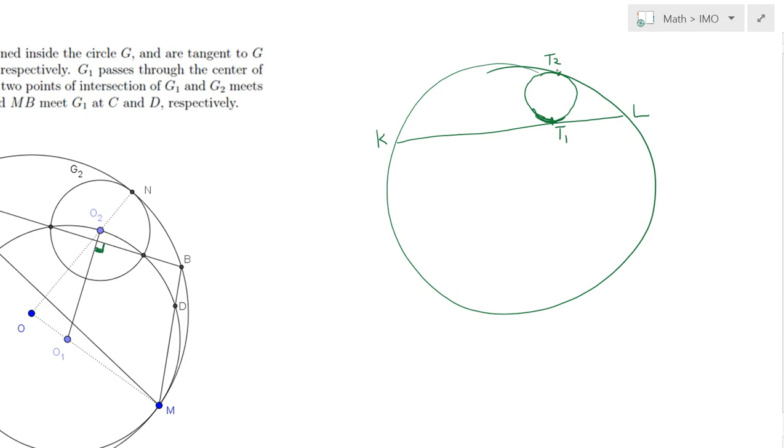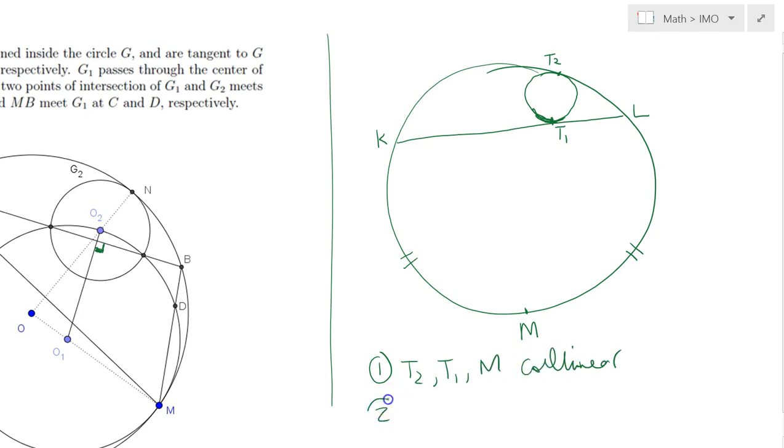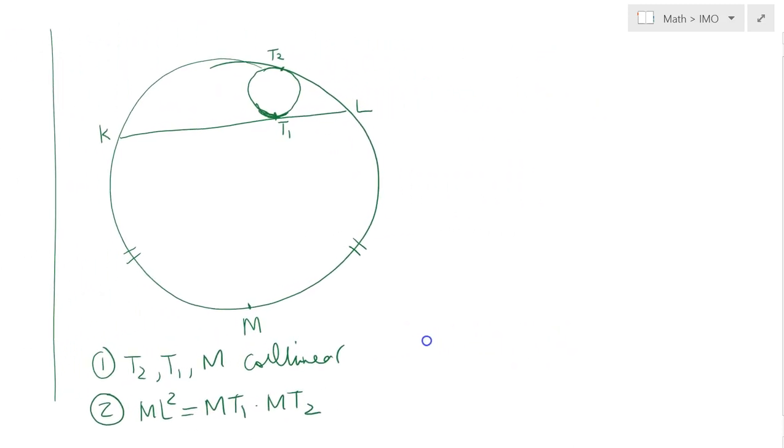And finally, I have a two-step claim. I claim that in any situation like this, if M is the midpoint of major arc KL, KM is equal to ML, then two results should follow. First, T2, T1, M are collinear, and second of all, I claim that ML squared is simply equal to MT1 times MT2. Let's prove these two results.